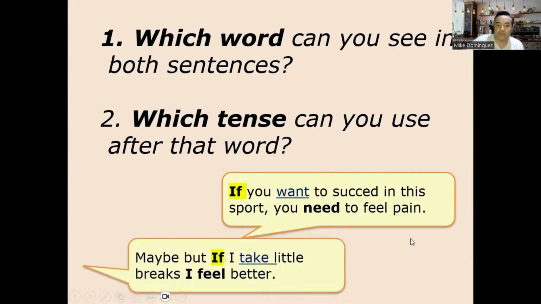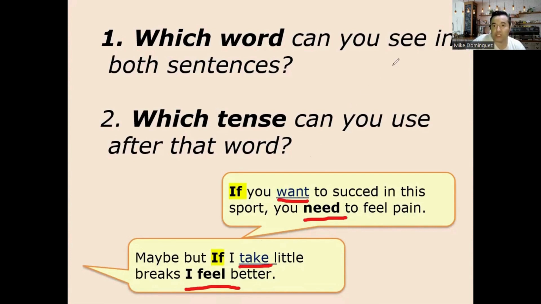Notice the other one. If I take little breaks, I feel better. Now notice the balance. Can you notice what the tense is in each of these sentences? What tense is this? Future, past? What is the tense? Present. Simple present. So that is the equation.